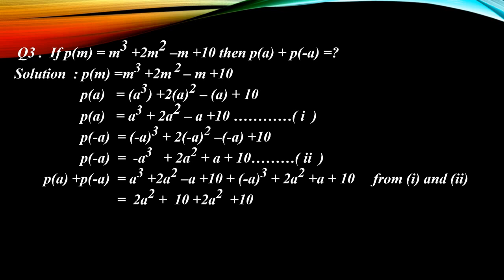Cancelling a cube and minus a cube, minus a and plus a, we get 2a square plus 10 plus 2a square plus 10. So P(a) plus P(minus a) is equal to 4a square plus 20.